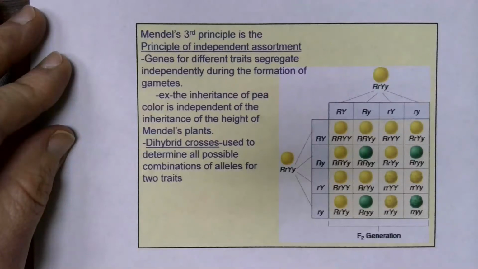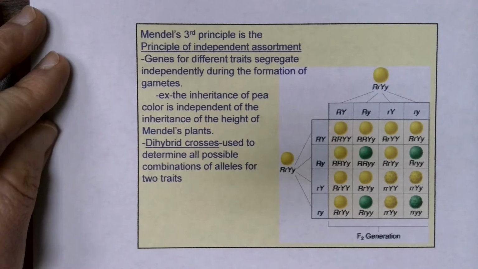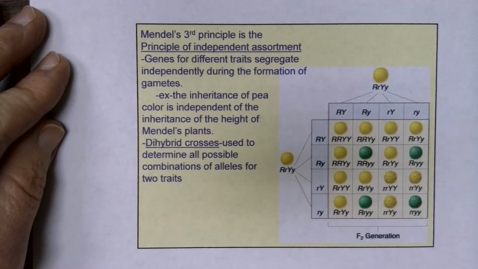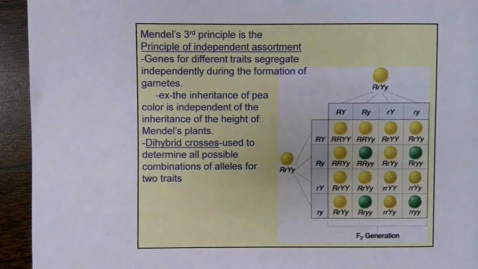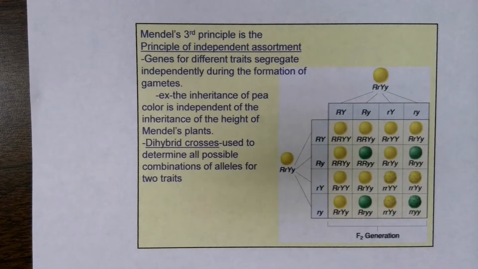All right, so this lecture video is going to cover specifically Mendel's third principle, called the principle of independent assortment. He figured this one out when he studied the possible combinations in his pea plants, when he was looking at 2 traits at one time, 3 traits at one time. That's how he figured out this particular principle.